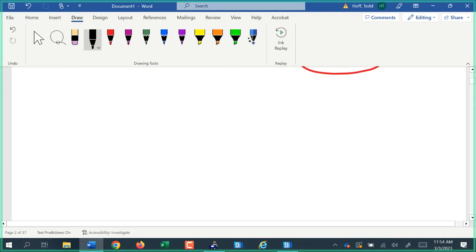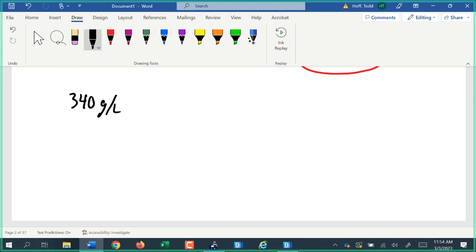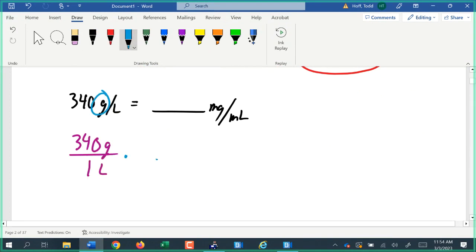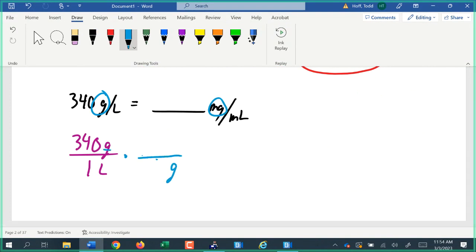With our metric units, we might have something like 340 grams per liter, and want to know what is that in milligrams per milliliter. Well, we write it as 340 grams over 1 liter. On the top of our units, we're going to get from grams to milligrams. Well, grams are on top, so we're going to put them on bottom. Grams are the larger unit, so I'm going to make it 1 gram. And then I look to see how many milligrams are in 1 gram. Well, milli means 1,000. There's 1,000 milligrams in 1 gram.